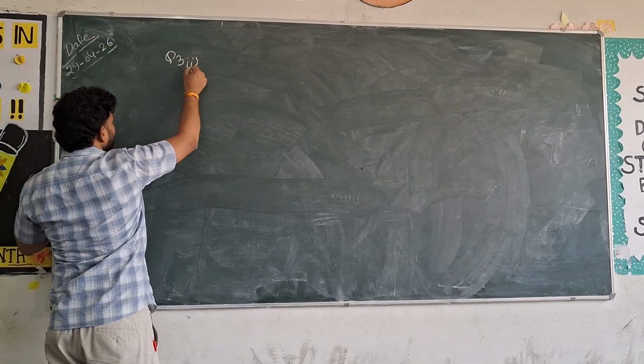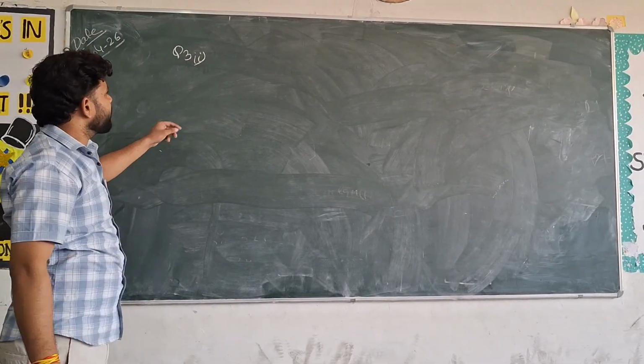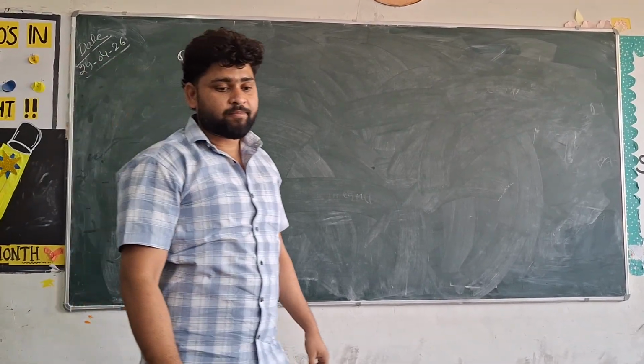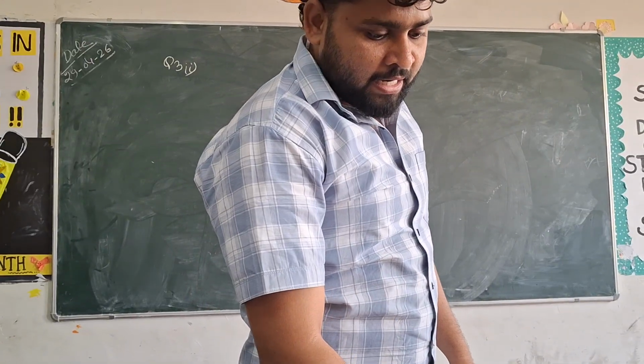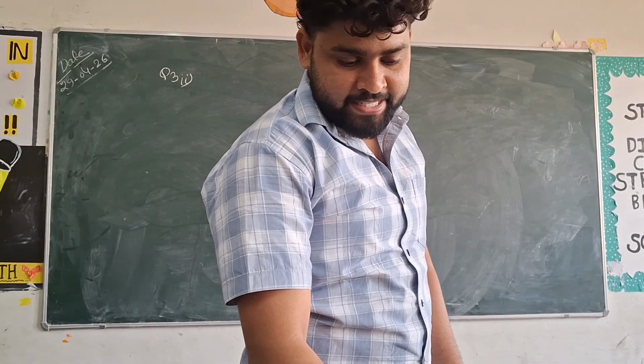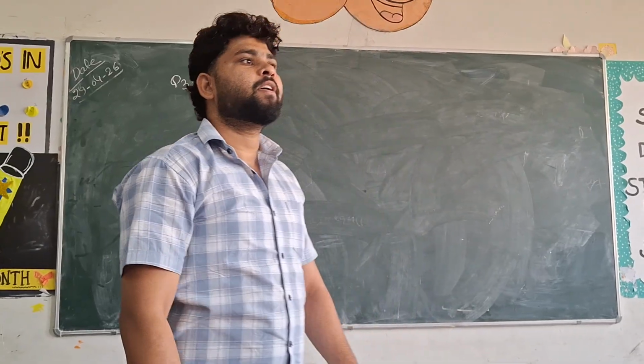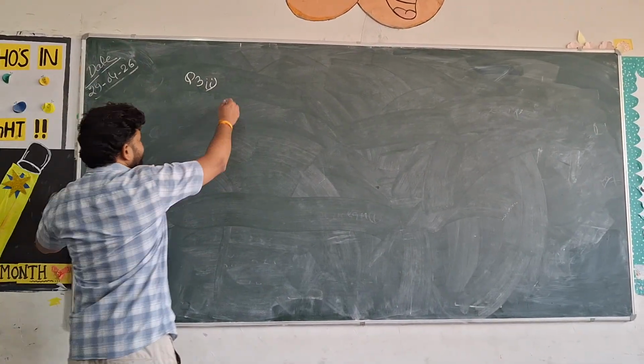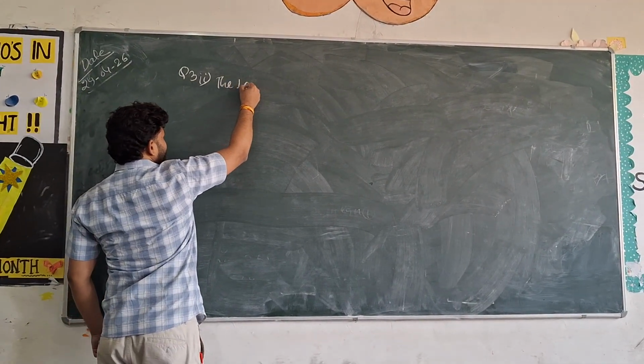Part 3 of exercise 3.2. Now, first part, number 2: the larger of two supplementary angles exceeds the smaller by 18 degrees. Find them.